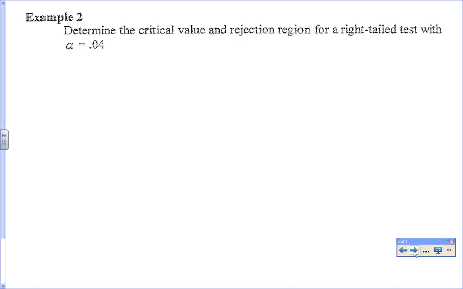Let's try another one. It's a large sample, so we can use z. So now it's right-tailed, okay? So again, critical value, we know it can be a z-score. It's right-tailed, and alpha is 0.04. All right, so it would look something like that.